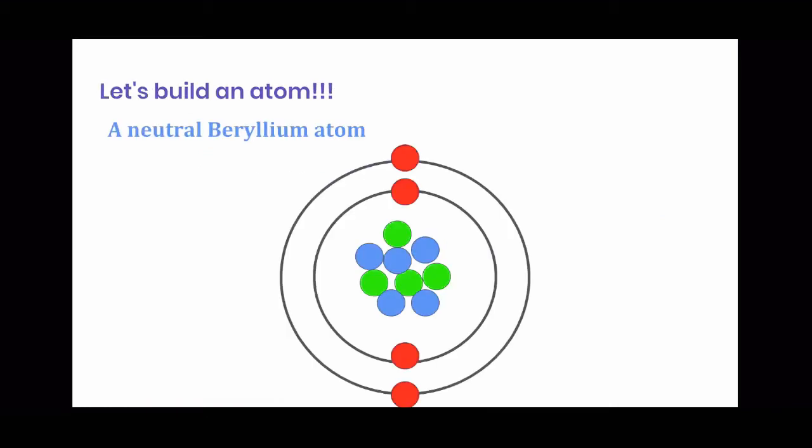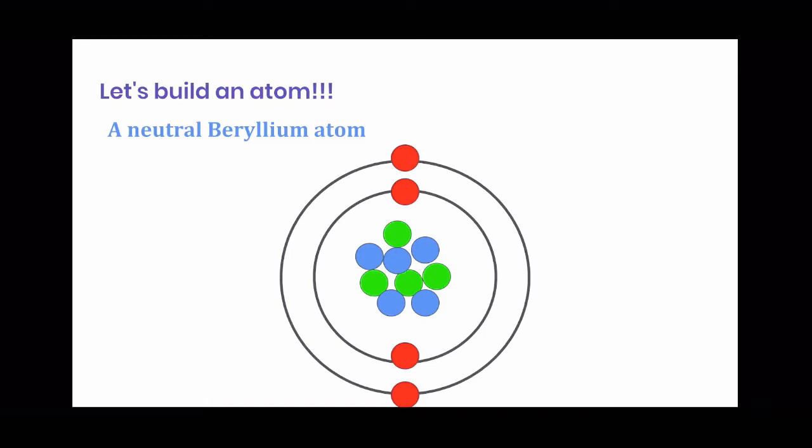Now let's build an atom real quick, or finally break down an atom. So we have a beryllium atom here. Remember that we said beryllium has 4 protons because its atomic number is 4, and it has 5 neutrons because 9 minus 4 is 5. So these 4 protons and these 5 neutrons would make up the weight in the center of the nucleus.